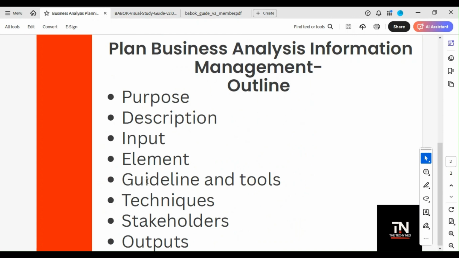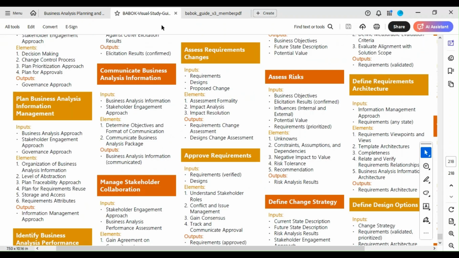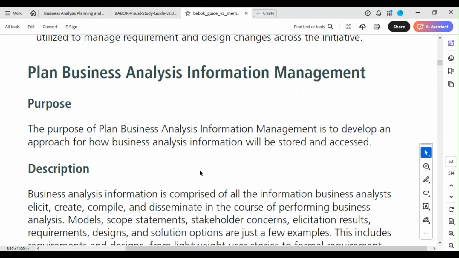And for our outline, we are going to look at the purpose, the description, the input, the elements, guidelines and tools, techniques, stakeholders, and outputs. So let's jump right into it. Although I'll be navigating between these three screens just to remind us of what we've been doing or what we need to do. So plan business analysis information. Just take it as you have it on the title.